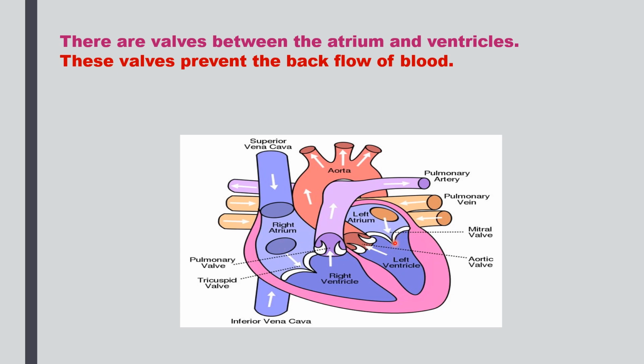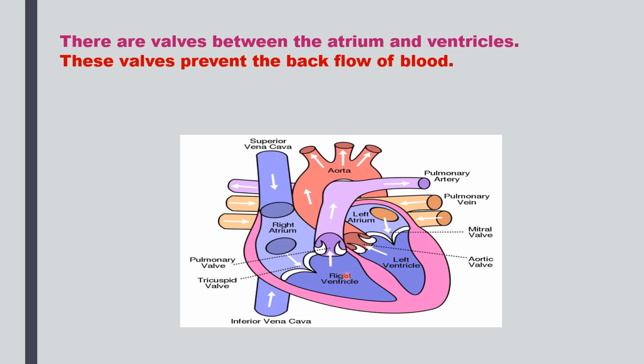Similarly, there is a valve which is present between the left atrium and the left ventricle, and this valve has got 2 cusps or 2 flaps. The name of this valve is the mitral valve, or it is also called the bicuspid valve.